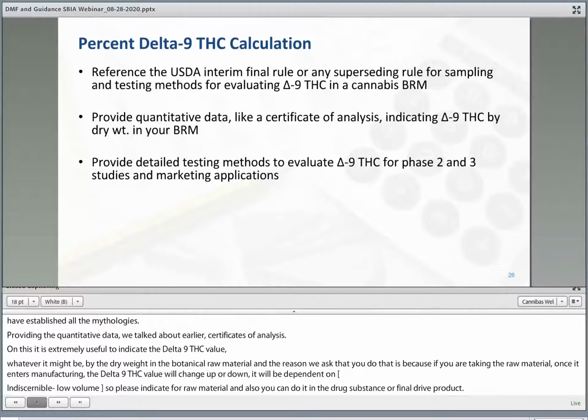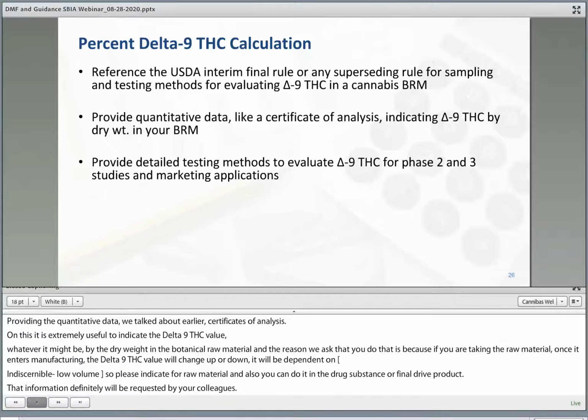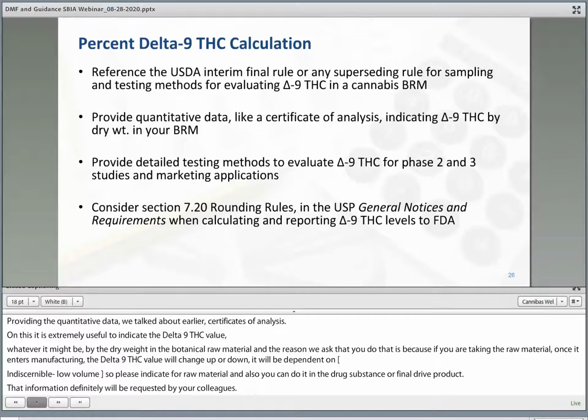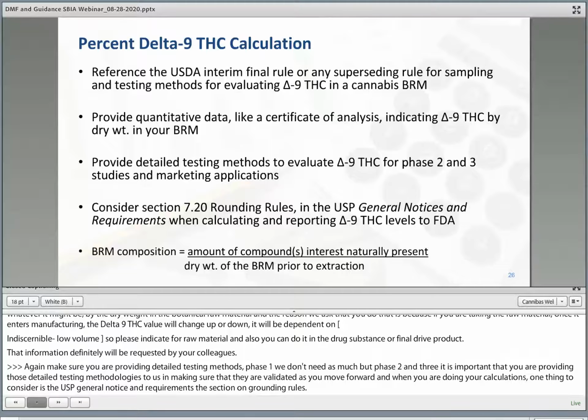Again, make sure that you're providing detailed testing methods. Phase 1, we don't need as much, but phase 2 and 3, it is extremely important that you're providing those detailed testing methodologies to us and making sure that they're validated as you move forward. And when you're doing your calculations, one thing to consider is the USP General Notices and Requirements, the section on rounding rules. Make sure that you're calculating them according to those rules, because that's what we're using when we're doing our calculations. So just a helpful hint.